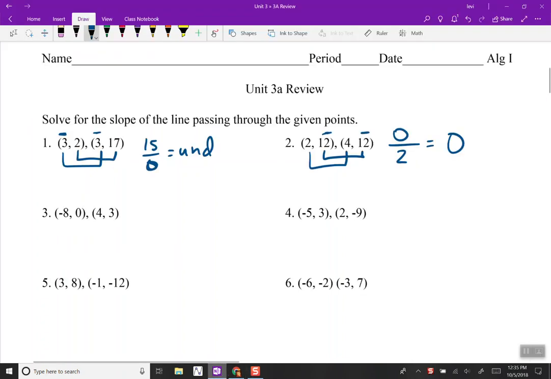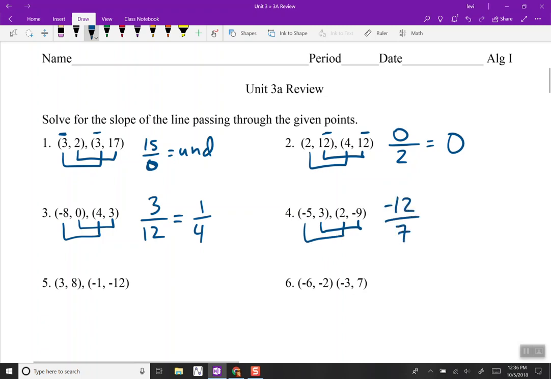Oops. From 0 to 3 is 3. From negative 8 to 4 is up 12. 3 twelfths can simplify to 1/4. From 3 to negative 9, that's going down 12. From negative 5 to 2 is going up 7. From 8 to negative 12, that's going down 20.